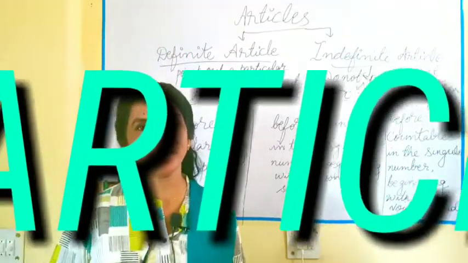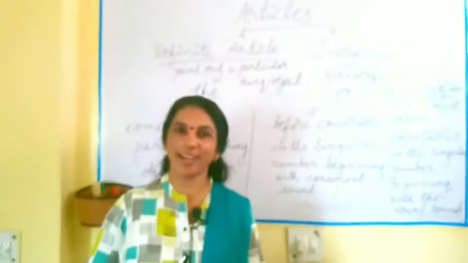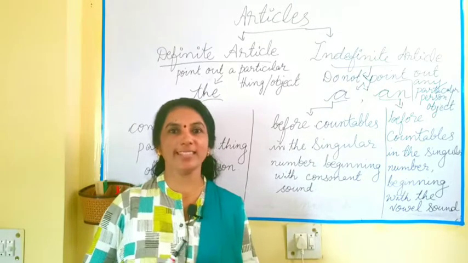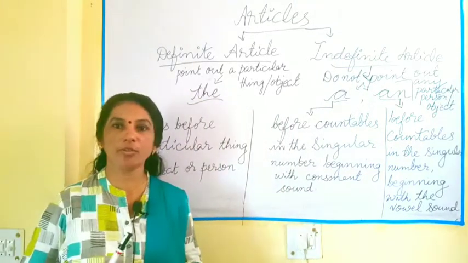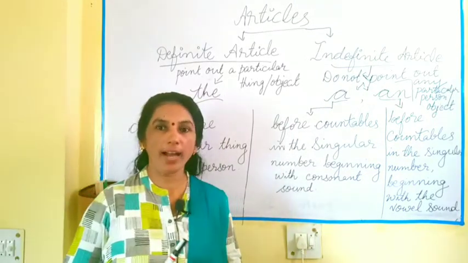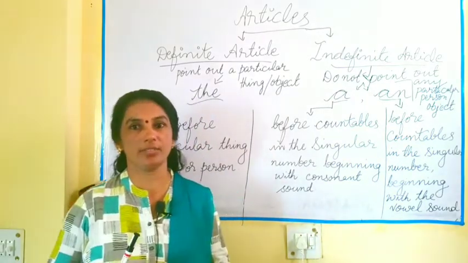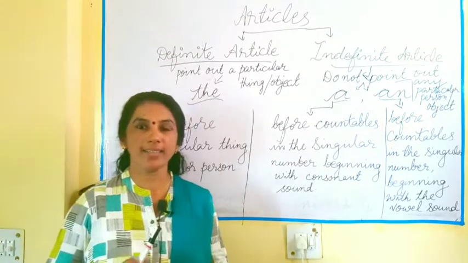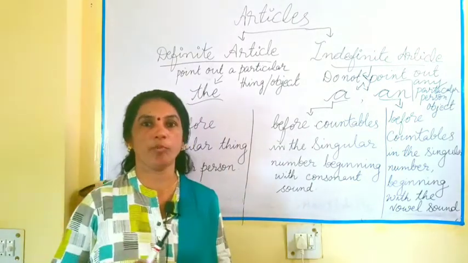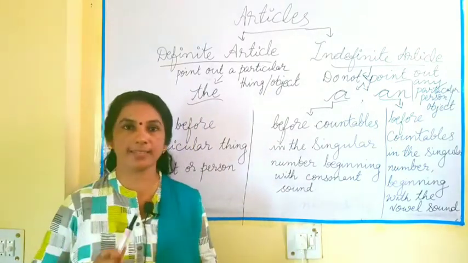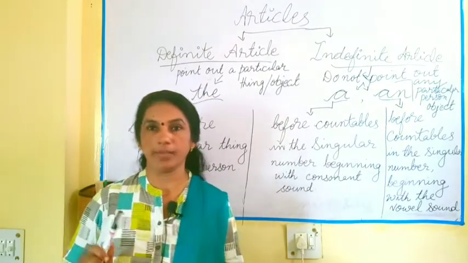Welcome back to the next session of English grammar, that is articles. As we know, adjectives modify nouns through description, but articles are used to point out or refer to nouns. In short, articles are used with nouns to point out people, objects, places or animals.